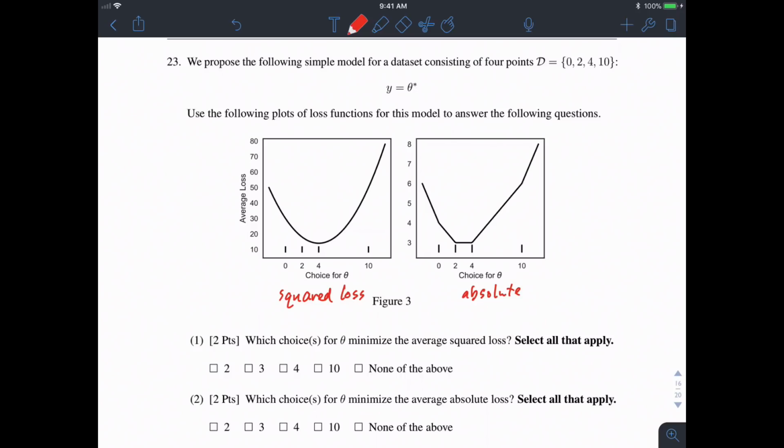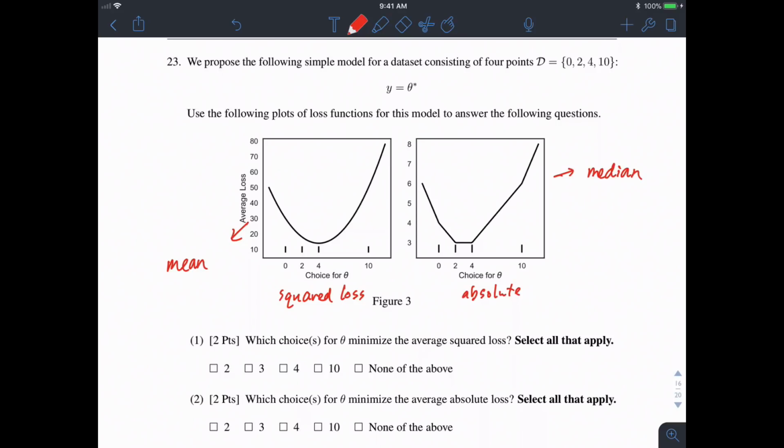And just as a refresher, the optimal value of theta for squared loss is the mean of our data set, and for the absolute loss, the corresponding value is the median. And these are things that we've all done in lecture and discussion.